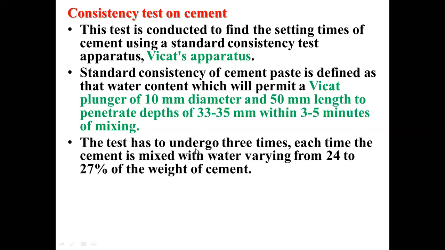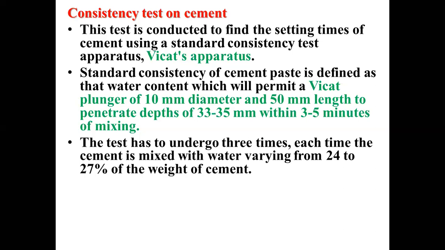The test has to be done 3 times. Each time the cement is mixed with water, varying from 24 to 27% of the weight of the cement. We weigh the cement, and then the water is added. You prepare the paste, put it into the mold, and use the plunger. Here the accessory we use is the plunger.